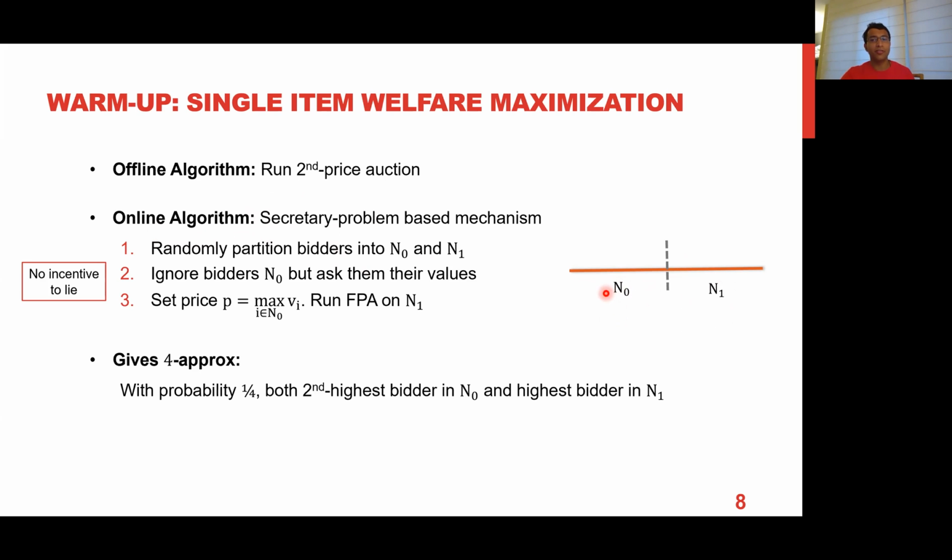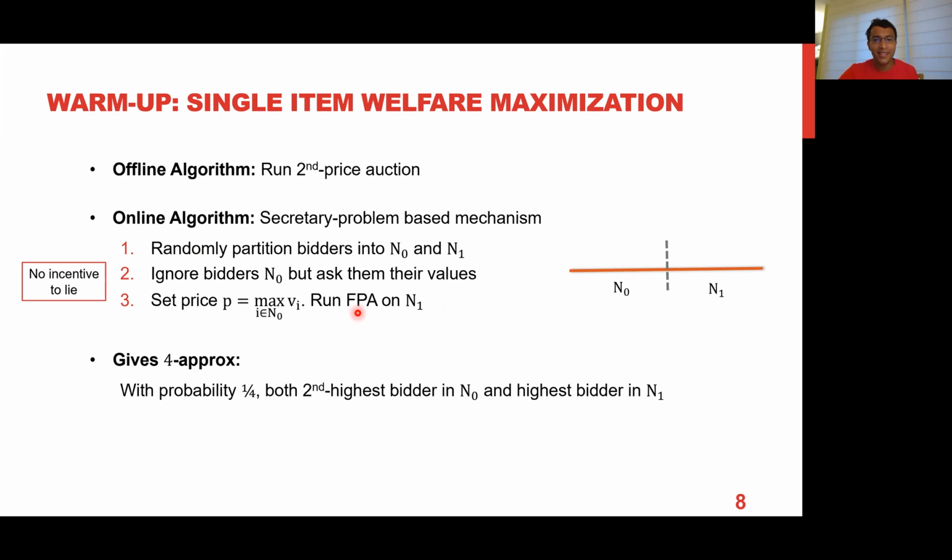Intuitively, you can think of it as conducting some kind of survey. You ask all these bidders how much they'd be willing to pay, and whichever is the highest price among all the bidders in N0, you set that as the fixed price for all the bidders in N1. So you randomly partition, ignore all the bidders in N0 but ask them their values. These bidders in N0 don't have any incentive to misreport, because they're not getting the item anyway. Then whatever is the largest price, that's the threshold for the bidders in N1, and you run just a fixed price auction in N1.